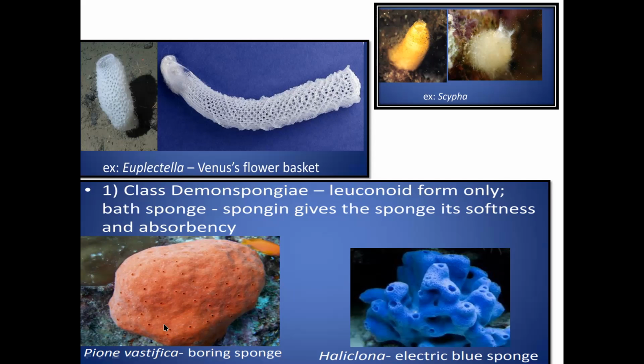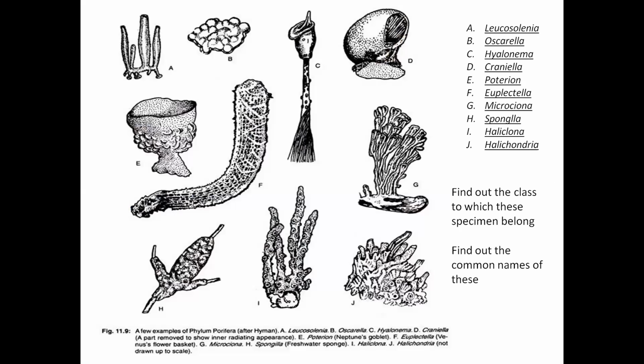Then the pouring sponge. Pouring sponges belong to the class Demospongia. So this is Poterion and it's called the pouring sponge. And then Haliclona. Haliclona is the electric blue sponge. Some examples we will see. See, this is first A. A is Leucosolenia. Leucosolenia is the smallest sponge and it's a colonial form.